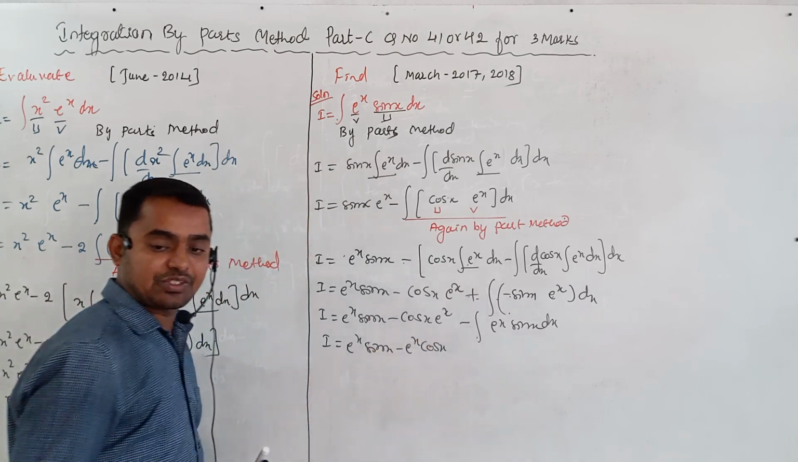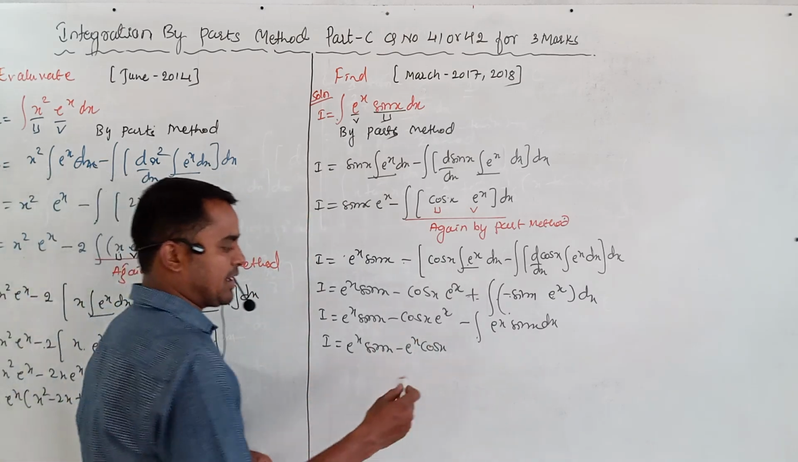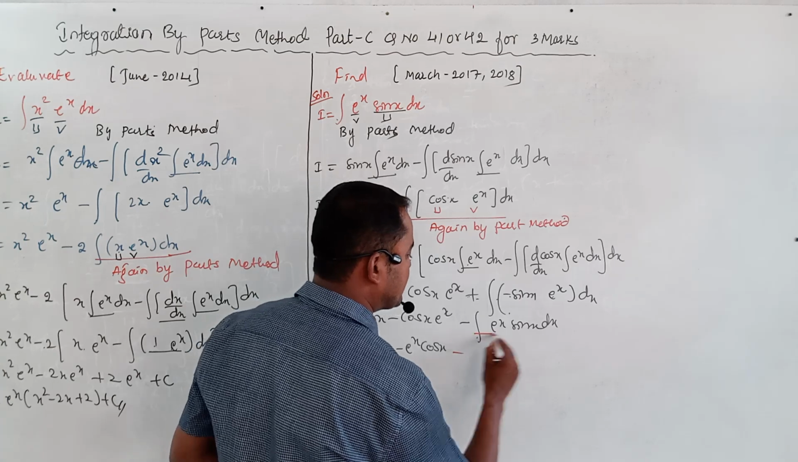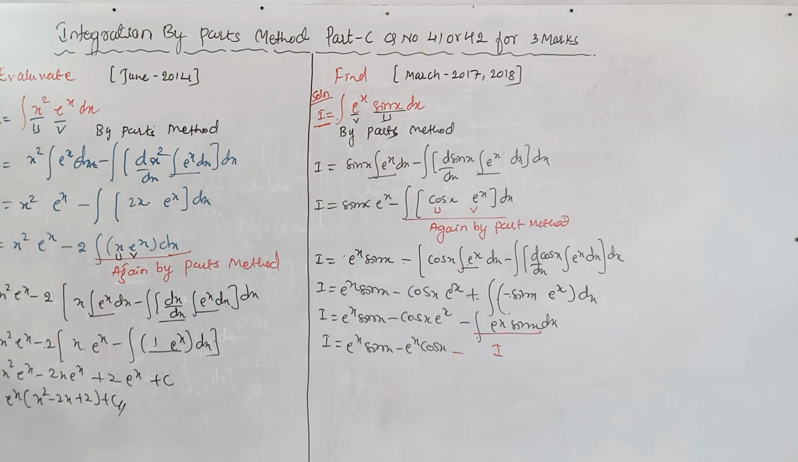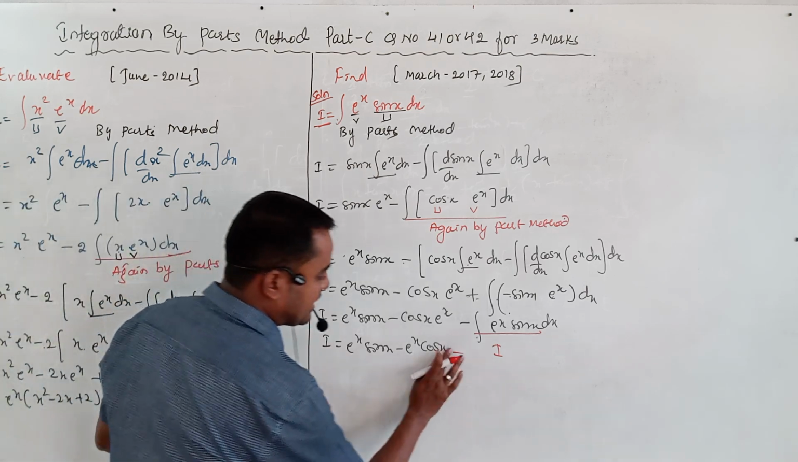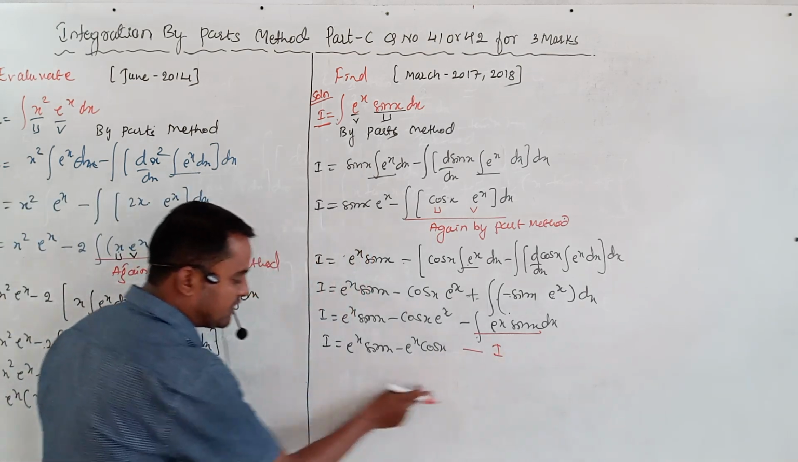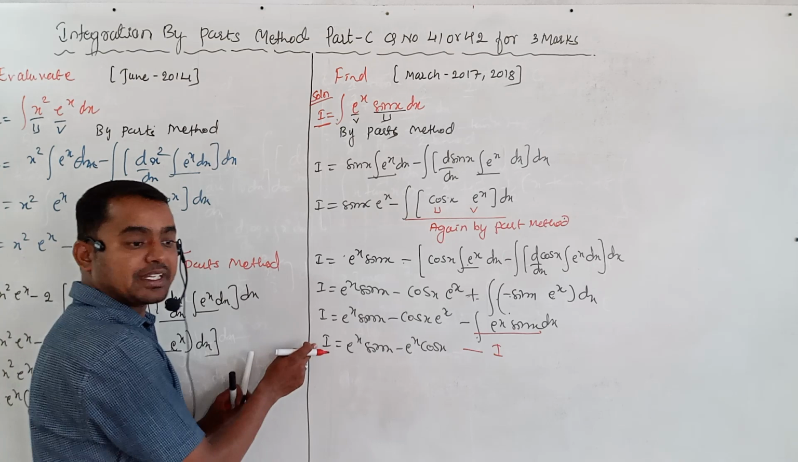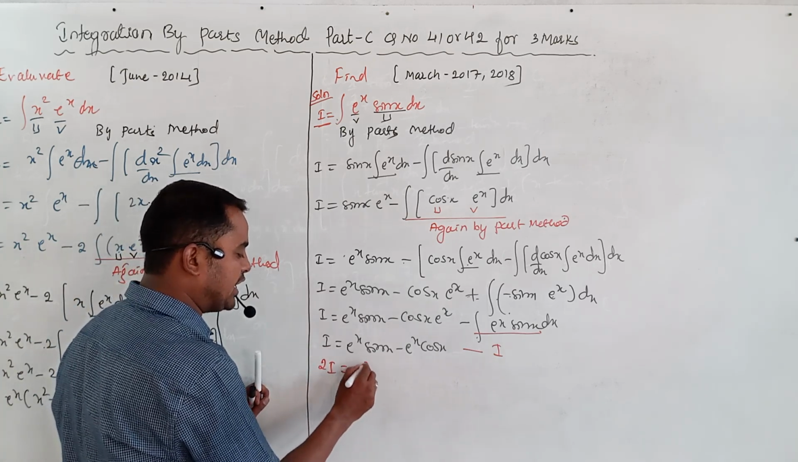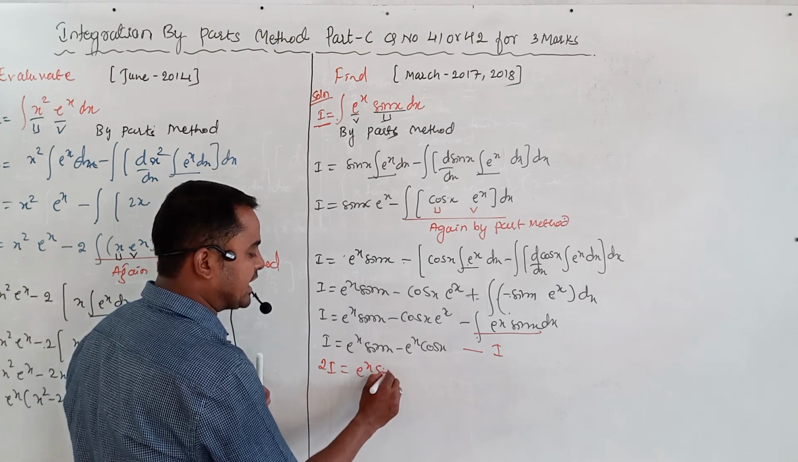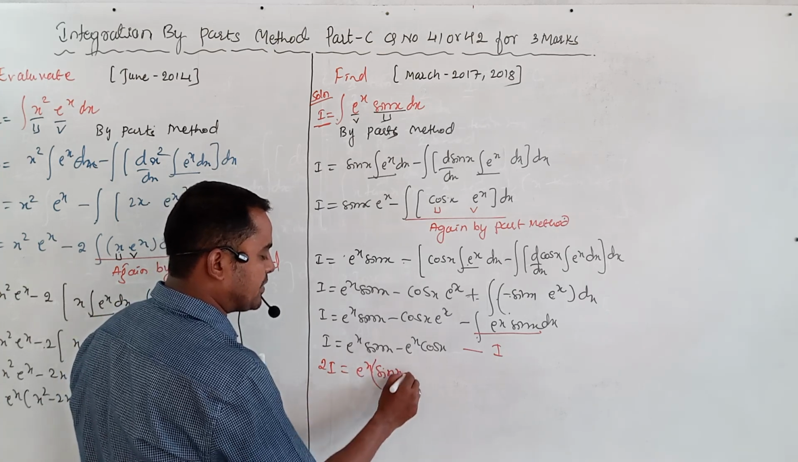I am writing first e raised to x, then this is replaced by what? Minus I. This one is minus I. E raised to x sin x is nothing but minus I. Take this minus I to the left side, plus I plus I is what? 2I. I plus I, 2I is equal to e raised to x sin x minus cos x.